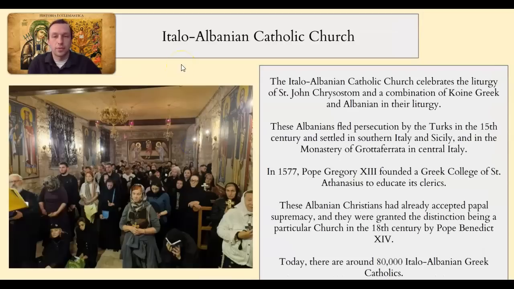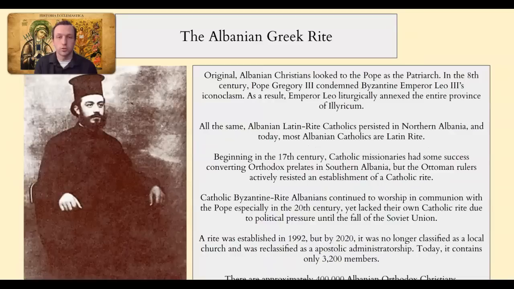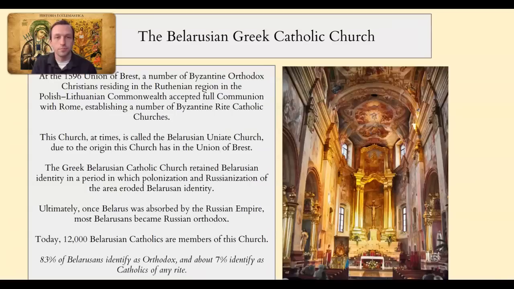The Italo-Albanian Catholic Church is a distinctive particular church. It celebrates the same liturgy of St. John Chrysostom with a combination of Koine Greek and Albanian in their liturgy. These Albanians fled persecution by the Turks in the 15th century and settled in southern Italy and Sicily and in the monastery of Grottaferrata in central Italy. In 1577, Pope Gregory XIII founded a Greek college of St. Athanasius to educate its clerics. These Albanian Christians had already accepted papal supremacy, and they were granted the distinction of being a particular church in the 18th century by Pope Benedict XIV, and they've retained that distinction ever since. Today, there are around 80,000 Italo-Albanian Greek Catholics, and of course they have a very close association with the Albanian Greek Rite.